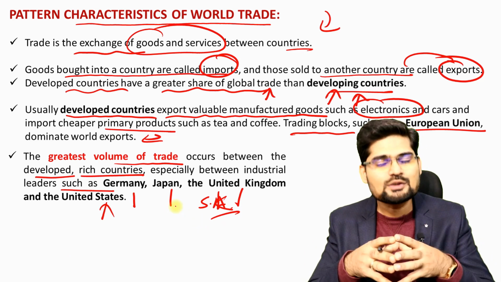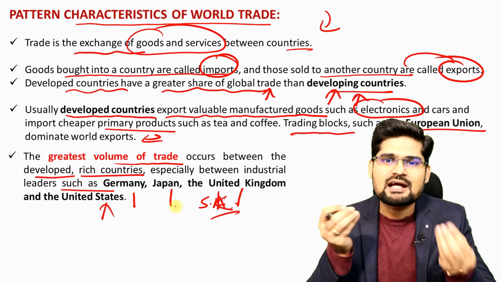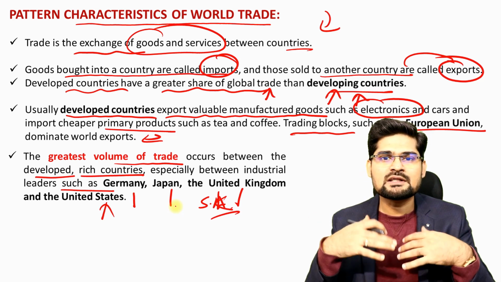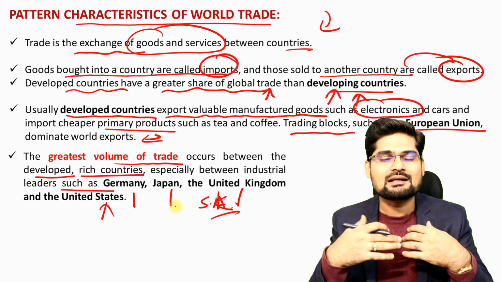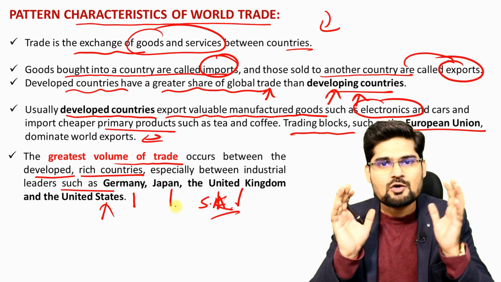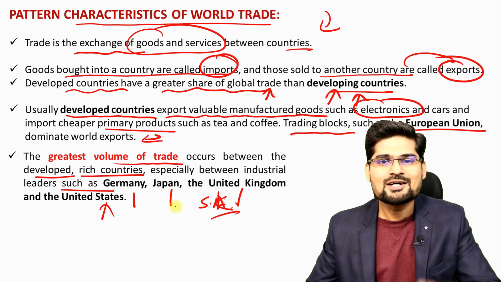And if they control the world trade, you will find a significant geographical pattern emerging in terms of the outgoing and incoming, that is the export and import, which contributes to the world trade. That's important as a conceptual framework.